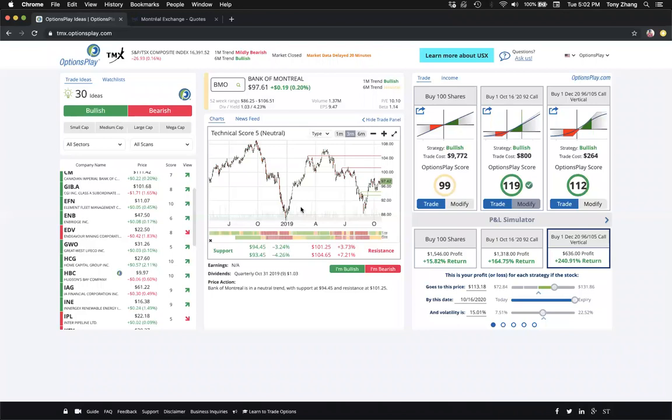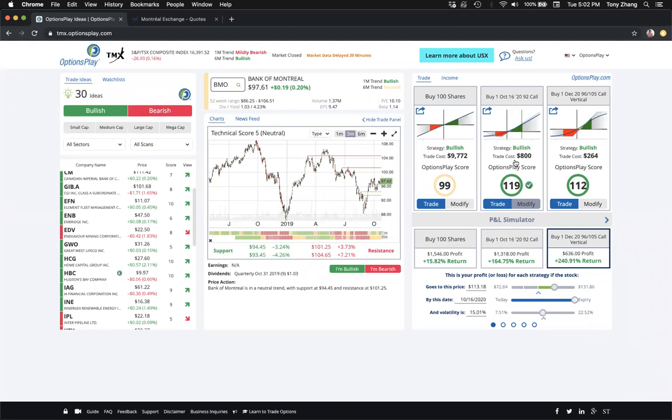So it's really a risk to reward ratio based on the price of the option, letting you know what is your potential for reward. The higher the Options Play score, the more potential you have of making money on that trade. The lower the score, the smaller the potential that you have of making money on that trade.